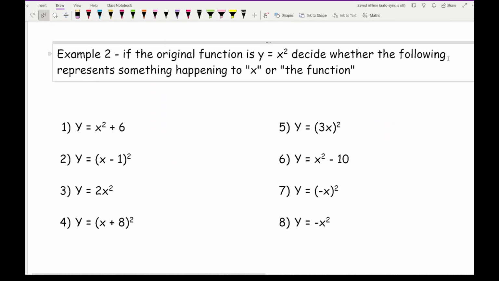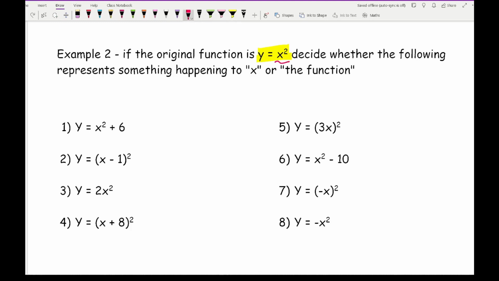So now let's have a look at another example. This time what we've got is an equation. So here we've got y equals x squared. So here our function is x squared. When we're forming a transformation, what we want to look at in the equation is, can I still see x squared? Or is there something being altered to the x or something being altered to x squared?